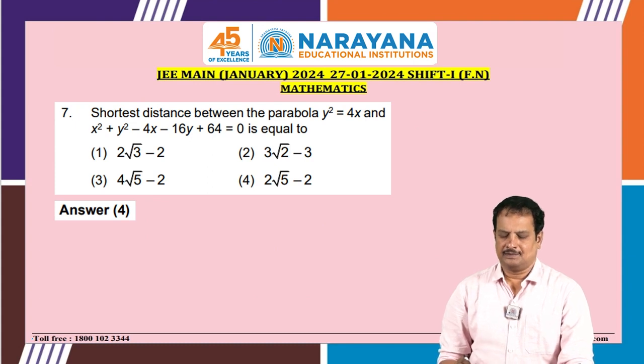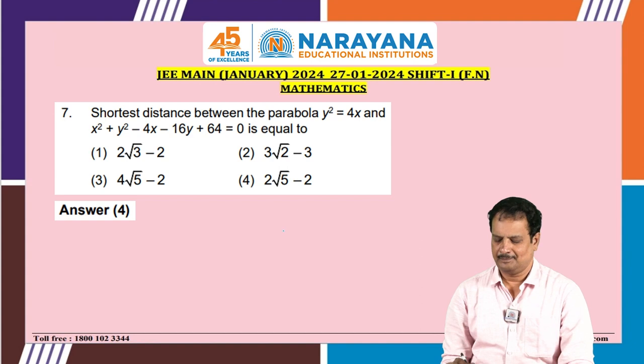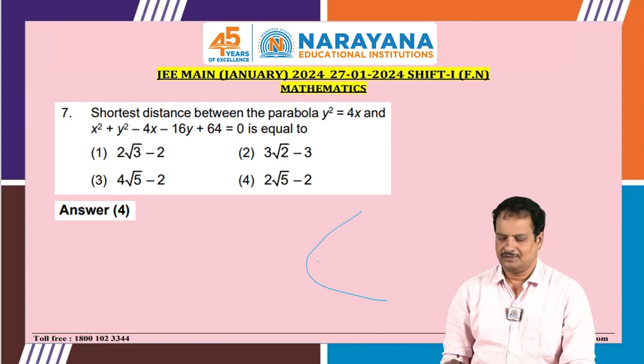So according to this one, the shortest distance between the parabola and the circle. So what is the shortest distance between the circle and the parabola? Suppose that this is not to the scale, of course, and here we have the parabola y square equal to 4x. The vertex of this one is actually 0, 0. Maybe the circle is somewhere here, for example. Of course, it is not to the scale.